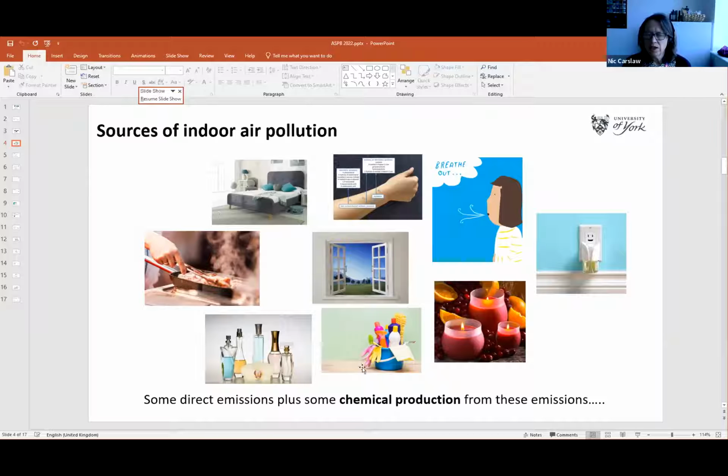And then finally, what we're going to be focusing on today is things like furnishings and building materials. So we know that some of these things will give off direct emissions. So that's the smell when you buy something new, like I was saying. But we also know that some of these chemicals that are given off by things that we use or do in our homes can go on to react and form other products, and some of those are harmful for health. So we're looking at these types of processes at York.